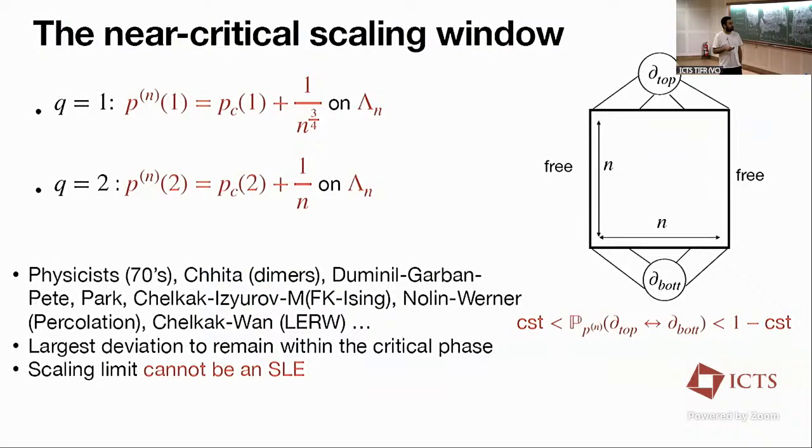You have some work by Dima Chelkak, Konstantin Izyurov, and myself, also by Sushulkar, where we compute the near critical correlation for the Ising model. They are expressed in some weird way, as a solution to some continuous analysis problem, but basically, if you perturb by that much, you get a meaningful non-trivial limit. Yes.